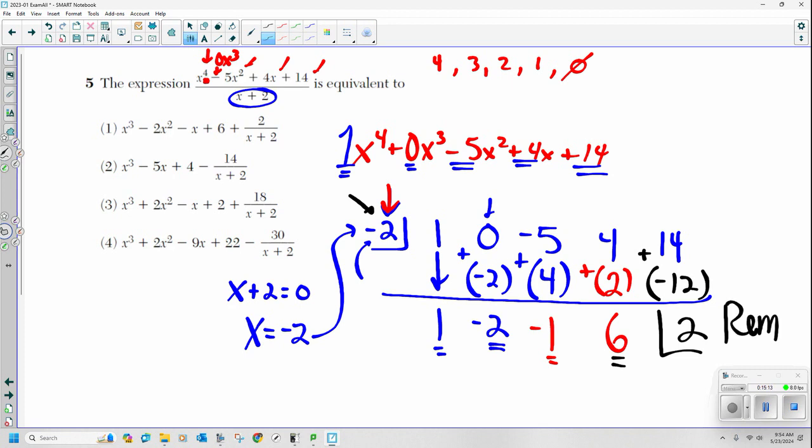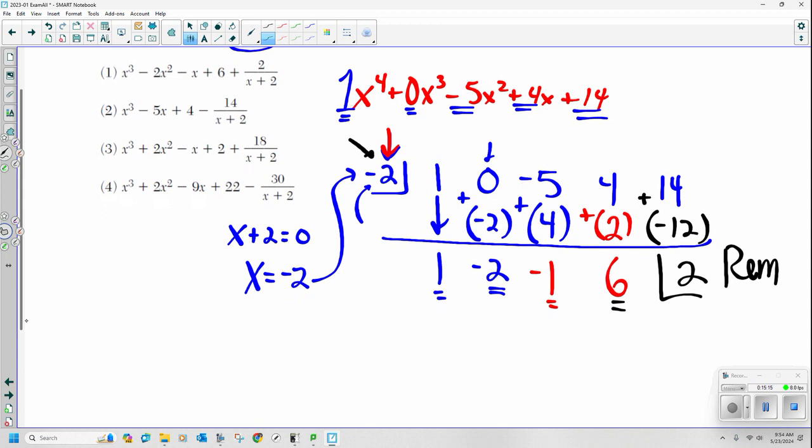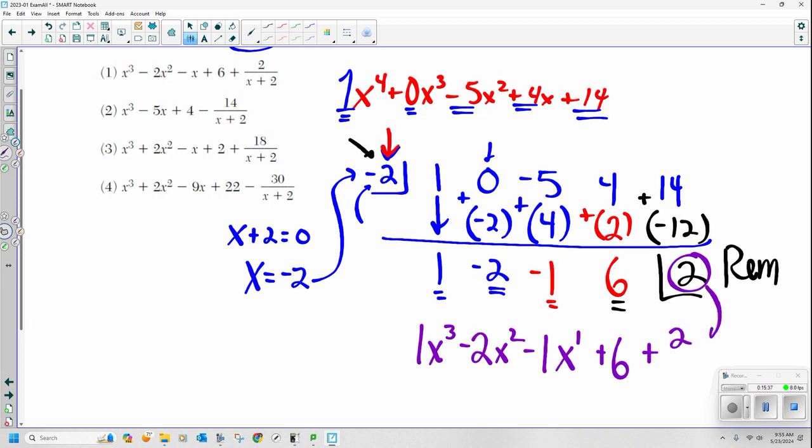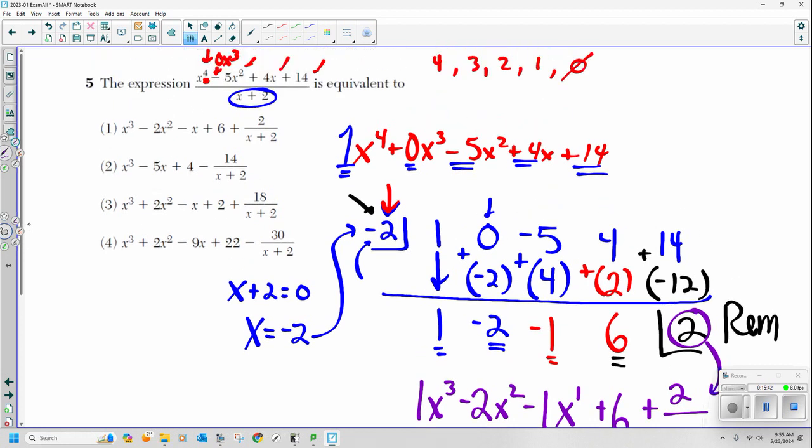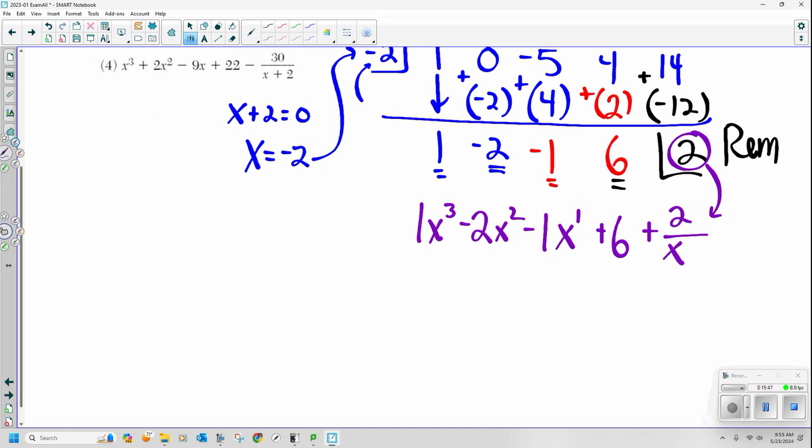Okay. Now, if I had to write this back out with my x's, I would do it as follows. This 6, positive 6, has no x's. This negative 1 has my x to the 1. This negative 2 has my x squared. This 1 has my x cubed. My remainder, since it's positive, plus 2, always goes over what I divided in. I divided in an x plus 2, didn't I? So it should be over x plus 2.